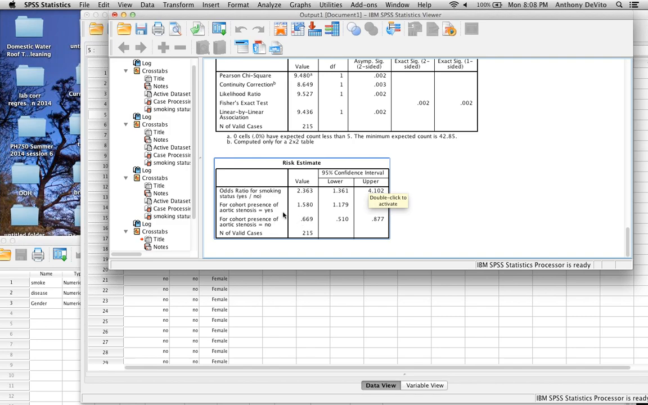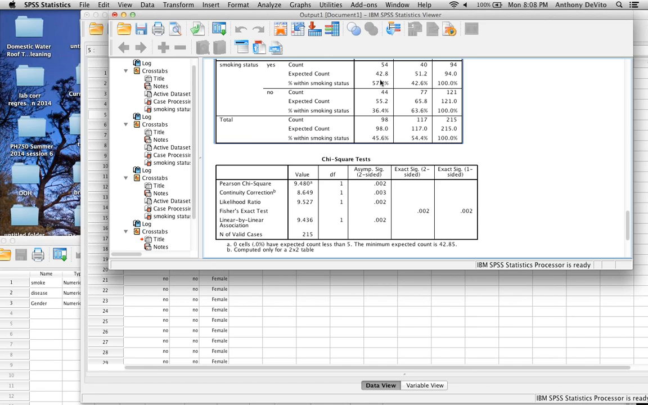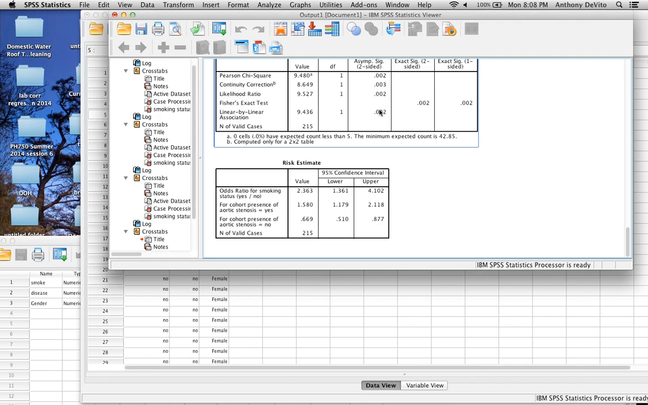Now, how about this line here, which is our relative risk. If you look up here, remember 57% divided by 36%. I said that looks like about 1.6. That's our relative risk. Okay, it gives it kind of a funny name, right, for cohort presence of aortic stenosis, right? But that's our relative risk. Similarly, our relative risk excludes the number one.